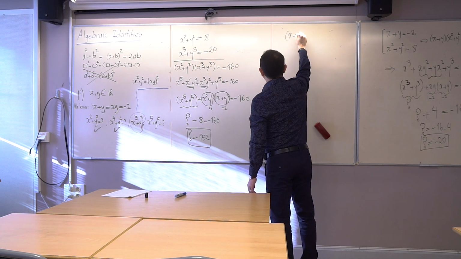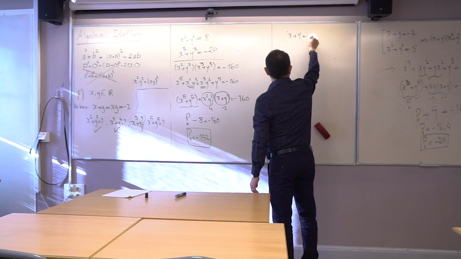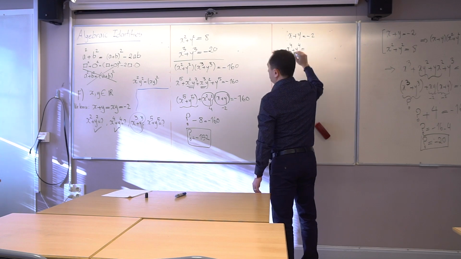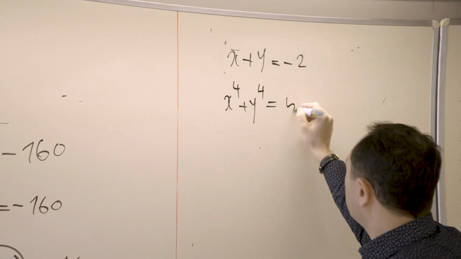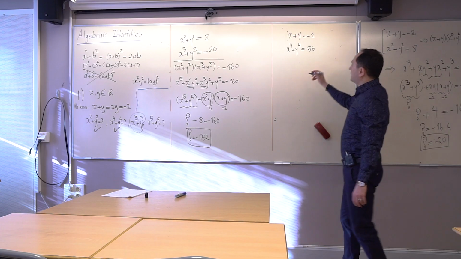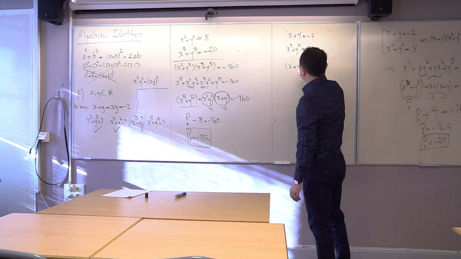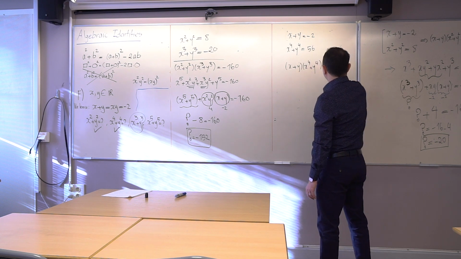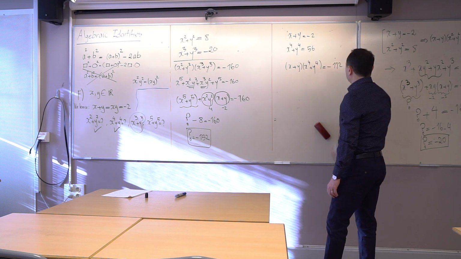x + y is given to be minus 2 from the beginning. And I found x^4 + y^4. What was the number? Do you remember? 56. 56 or negative? Yeah, positive 56. And then I multiply them again. So it becomes (x + y) times (x^4 + y^4). It's minus 112. Yes?